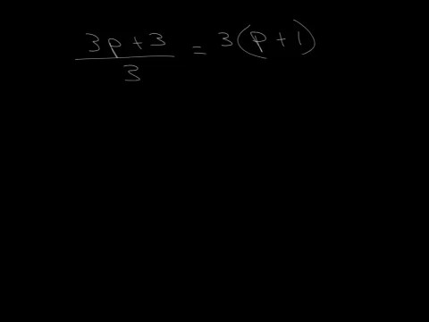So let's, whoa, went too fast. Alright, so that's over 3. And now, because this is in parentheses, it's not part of this 3. These two are locked together, but because we have parentheses there, this is not a part of being locked together. It's outside the parentheses, so therefore I can cancel that and get p plus 1.